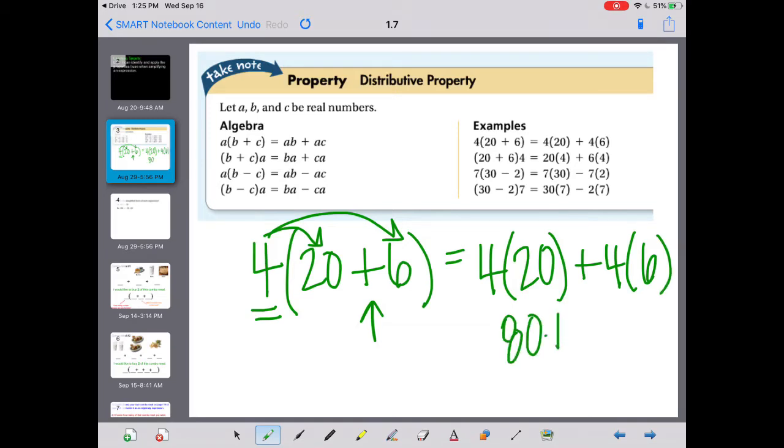Okay, well 4 times 20 is 80. 4 times 6 is 24. And 80 plus 24 gives us that same 104.